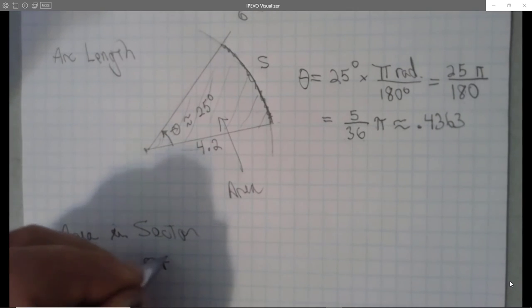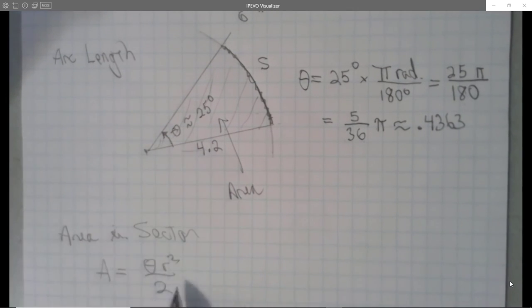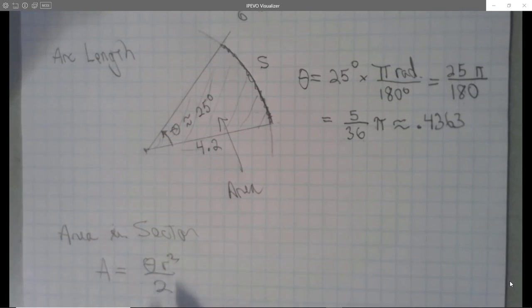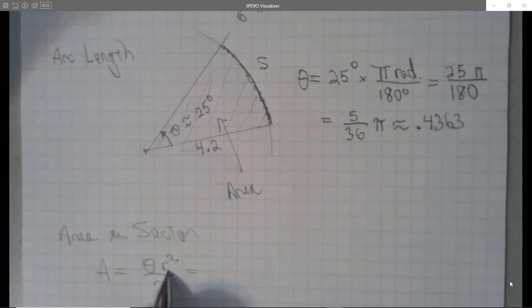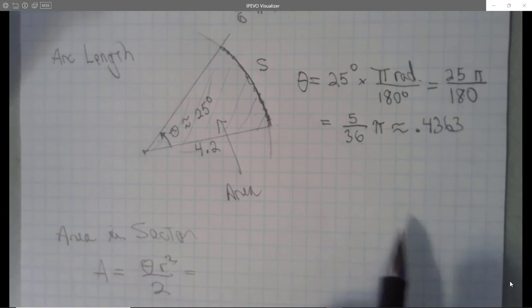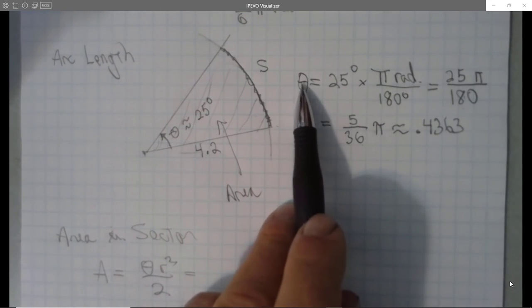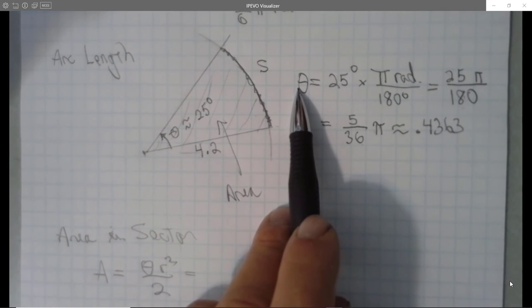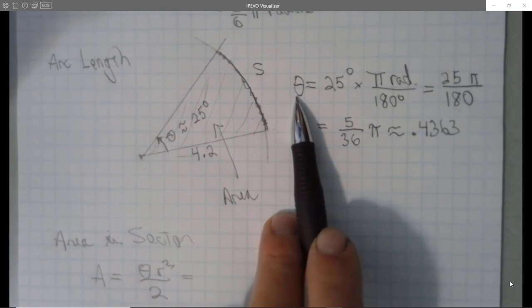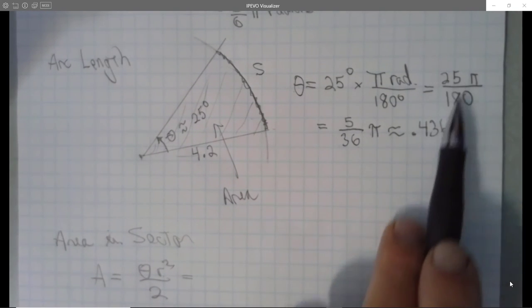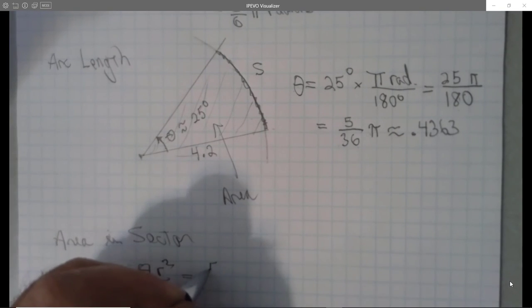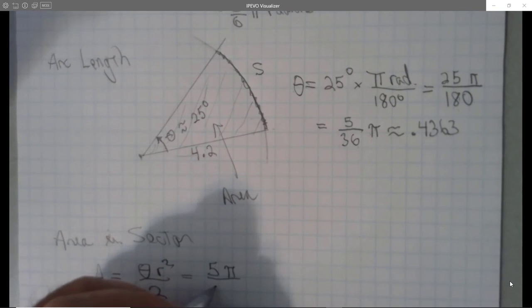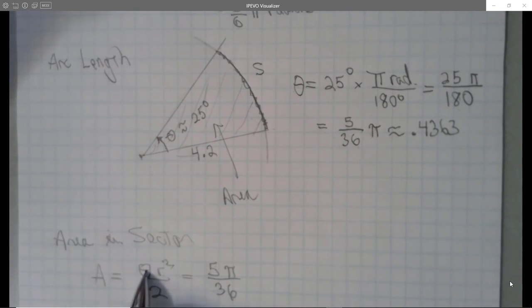theta times r squared over 2. Of course, you can write these in whatever order. R squared theta over 2 would be fine as well. But the point is the angle is not squared, but the radius is. So we just figured out what the radius, or rather the angle, is in radians. It's 25 pi over 180, or 5 pi over 36. There's the measure of the angle.